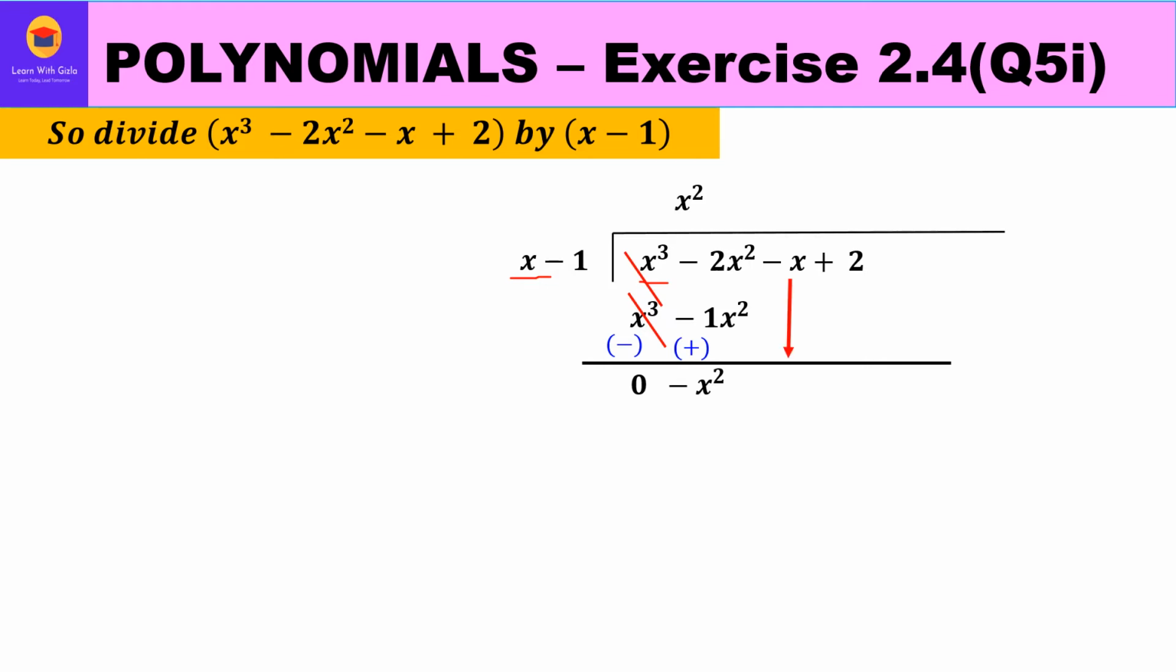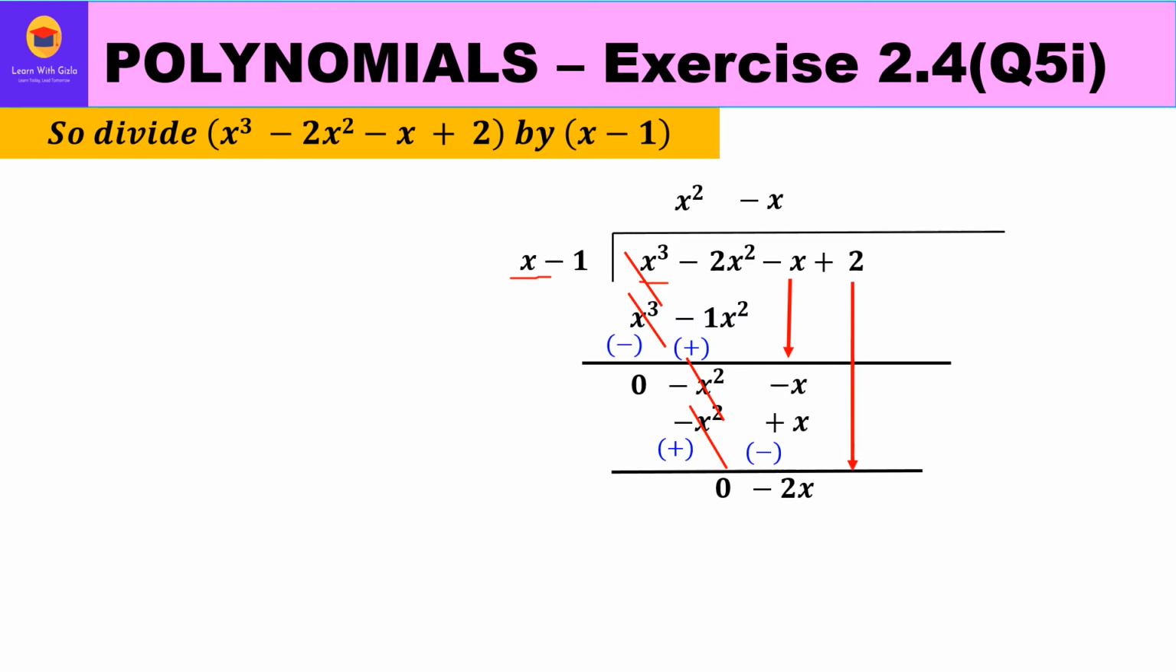Now bring down the next term of the dividend, minus x. Now you have to think of a number which should be multiplied by x to get minus x square. So that is minus x. Now multiply it with x minus 1, you will get minus x square plus x, because minus into minus is plus x. Now you will change the sign. Minus will turn into plus, plus will turn into minus. Cancel them out, because one is minus, one is plus. And over here we are left with minus x, both are minus. So you will add and put the minus sign, minus 2x.